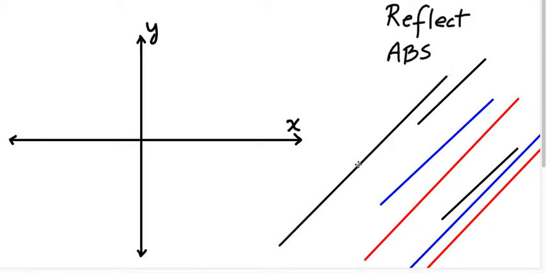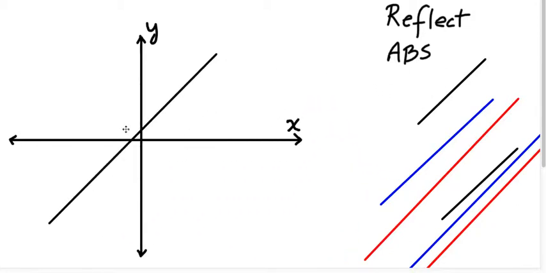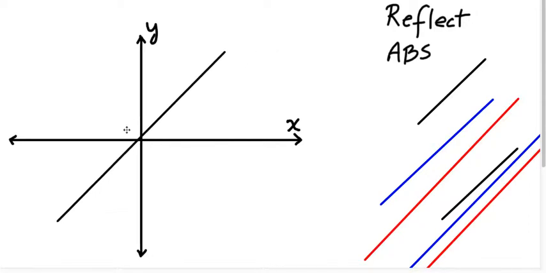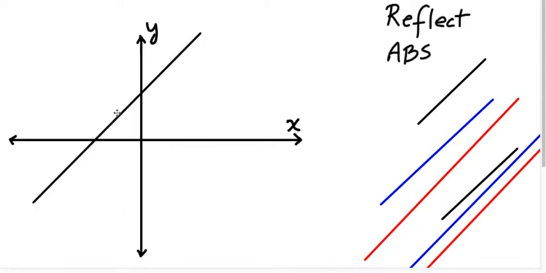So let's take a look at a line here. Let's put line L just like we did in the last video, and let's label it line L. A line is a linear function. All the points fall on a line.